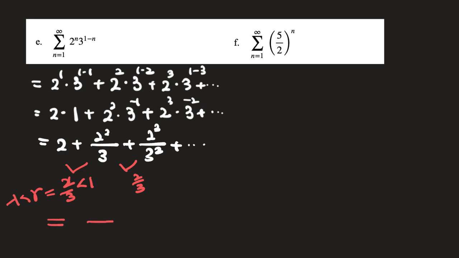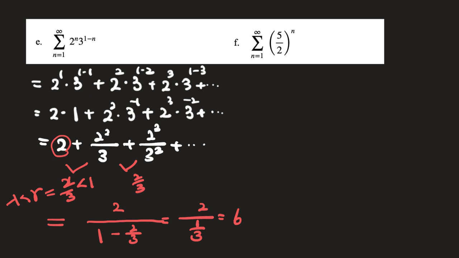What is the sum? The first term is 2, over 1 minus the ratio, which is 2 over 3. So 2 over 1 over 3, that's going to be 6. This geometric series is convergent.